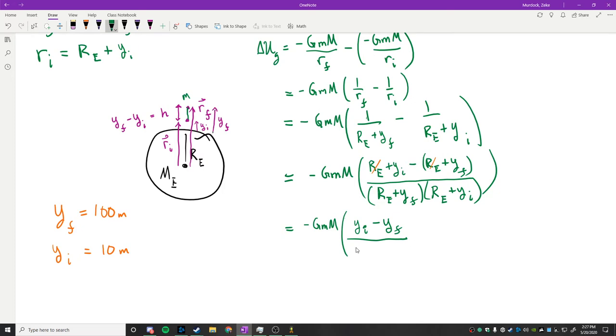What's the radius of the Earth? Is it on the order of 100 meters? 6,400 kilometers, exactly. So it's about 6.4 times 10 to the 6th meters, right? What can we do? What do you guys think? What can I do to simplify this? What can I do to simplify the denominator in particular?